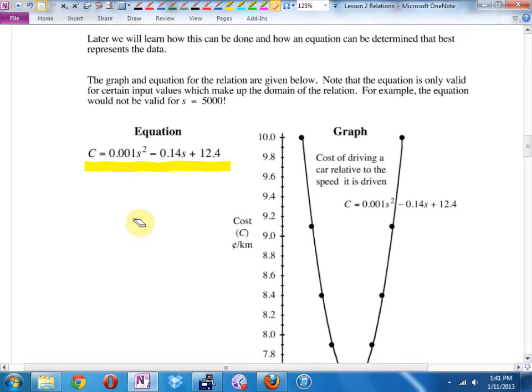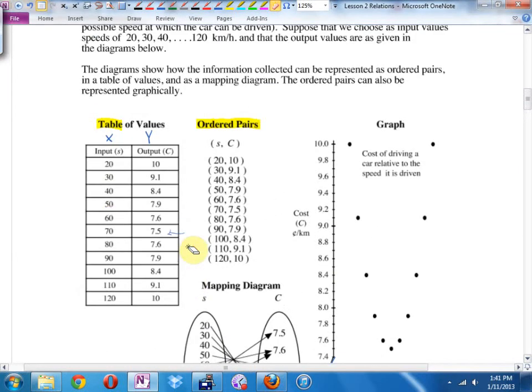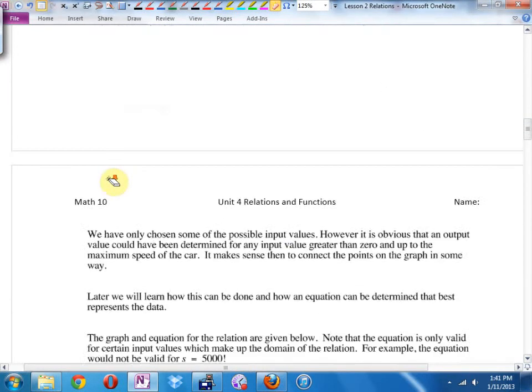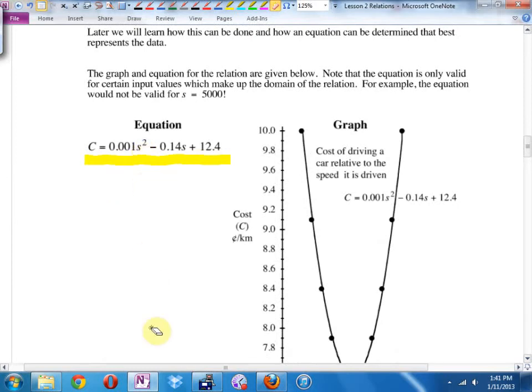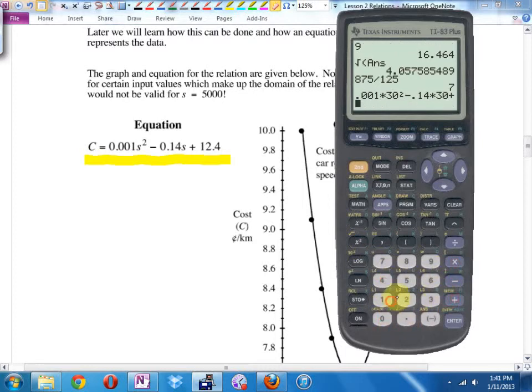So here's my equation. One of the points on this graph was, we plugged in a 30. If I put in a 30 right there, 0.001 times 30 squared minus 0.14 times 30 plus 12.4, I get 9.1. Is that what the table of values said went with 30 on the previous page? Yeah. This is a complicated equation, probably not one that you would have been able to get in your head. They used a computer, but it is the right equation.